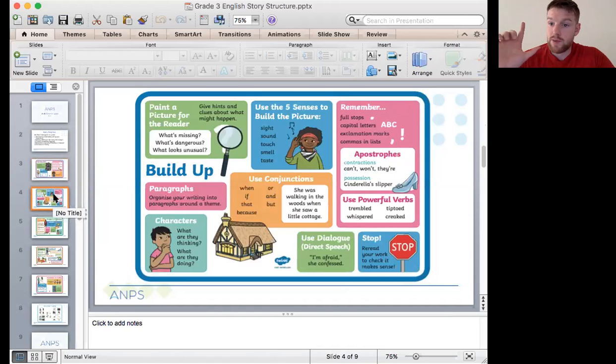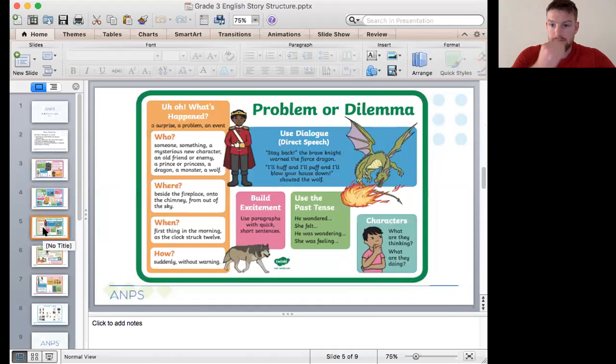Second part is the build-up, or what are the characters doing? All right? What are they thinking, or what are they doing? Third part is the problem or the dilemma. Okay, what happened? Did someone, something, a mysterious new character, an old friend or enemy, a prince or princess, a dragon, a monster or wolf? Did somebody appear out of nowhere? Or what happened? Okay, problem. There's a problem that needs to be solved. You need to introduce that problem.